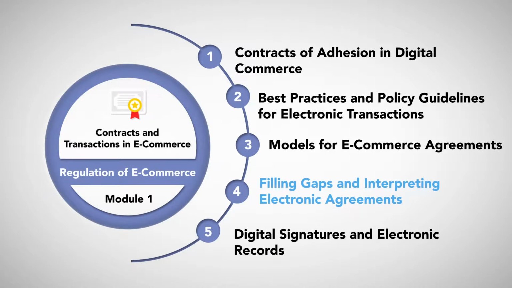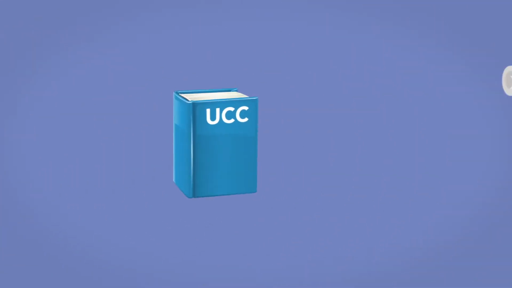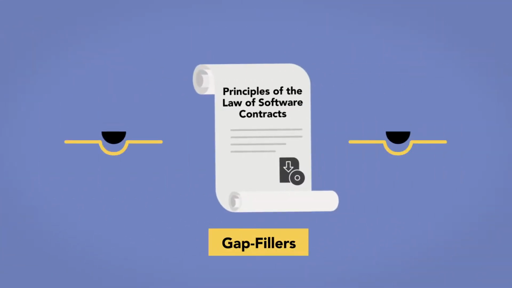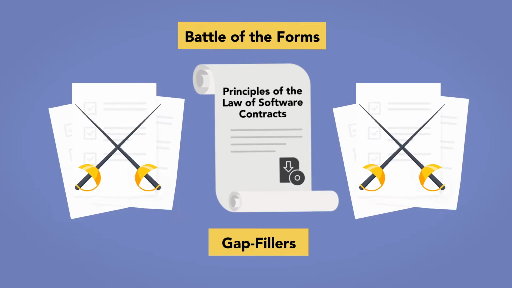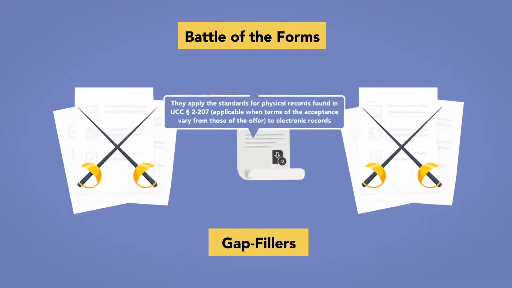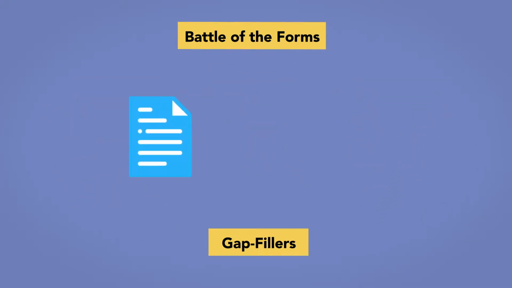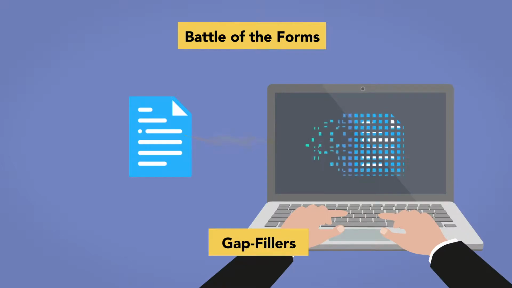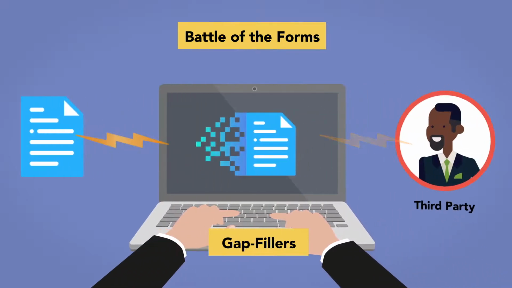Filling gaps in interpreting electronic agreements. Like the UCC, the principles offer helpful gap fillers and battle of the forms provisions. They apply the standards for physical records found in UCC Section 2-207, applicable when terms of the acceptance vary from those of the offer, to electronic records, but provide special rules for cases where software or other protected electronic property is transferred to a third party.